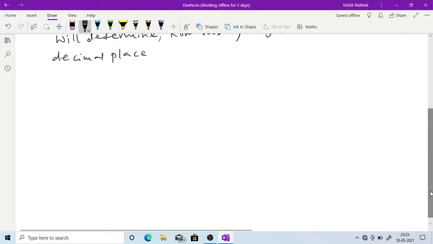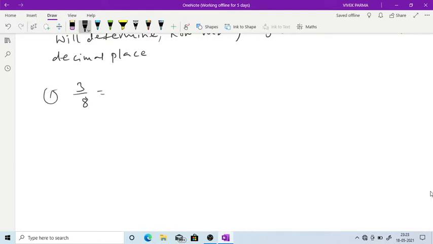Here we have 3 upon 8, right? And we can write this 8 as 2 to the power 3. So this greater exponent, 3, will decide the number of digits after the decimal place. So I can write over here 0.375, right? See here how many digits are after this decimal place: 1 2 3, right? So why? Because the exponent of this 2 is 3 here, right? That's why we have 3 digits after the decimal place.